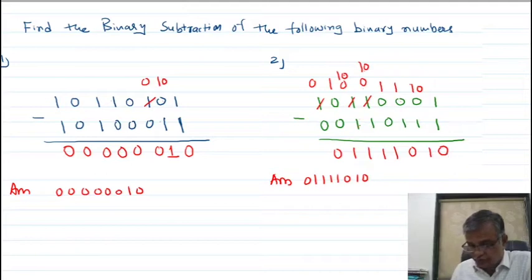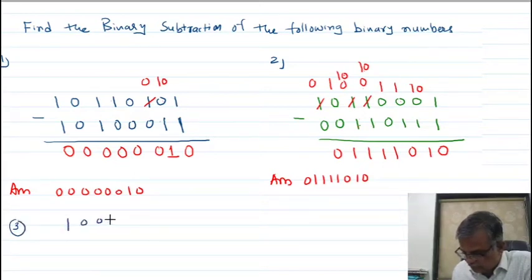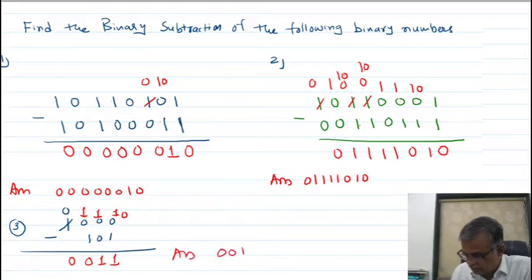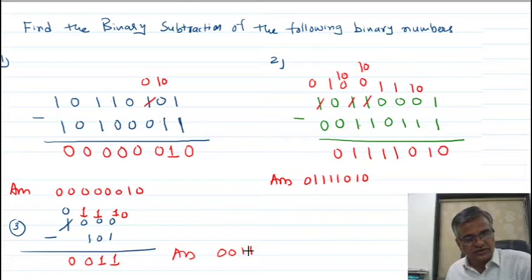So for your better understanding, I am showing you a smaller number so you will get the idea. 1 0 0 0, somebody is starting like this, minus 1 0 1. Do the subtraction. So what I am doing? This is 0, this is 1, 1 and 10. Remember. So 10 minus 1 is 1. 1 minus 0 is 1. 1 minus 1 is 0. This is my answer. Answer is 0 0 1 1. I think you understand how to do it.